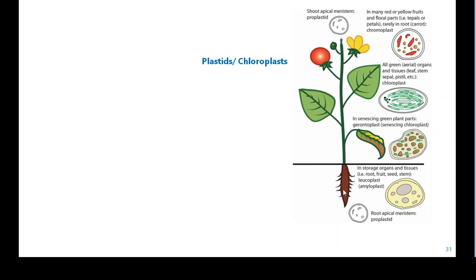If we move down to the roots, we see there are radish and carrot, for example. So in the roots, which type of plastid will be found? Obviously it is inside the soil, so chloroplast cannot be here. Which type of plastid will be found? It will be leucoplast, because the only function of the root can be storing of starch. Clear?